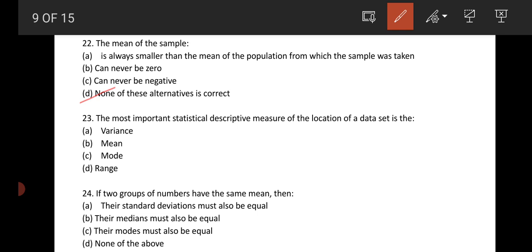Next question: the most important statistical descriptive measure of location of a data set is the. Among these, the most important one is the mean, the arithmetic mean. Option B.